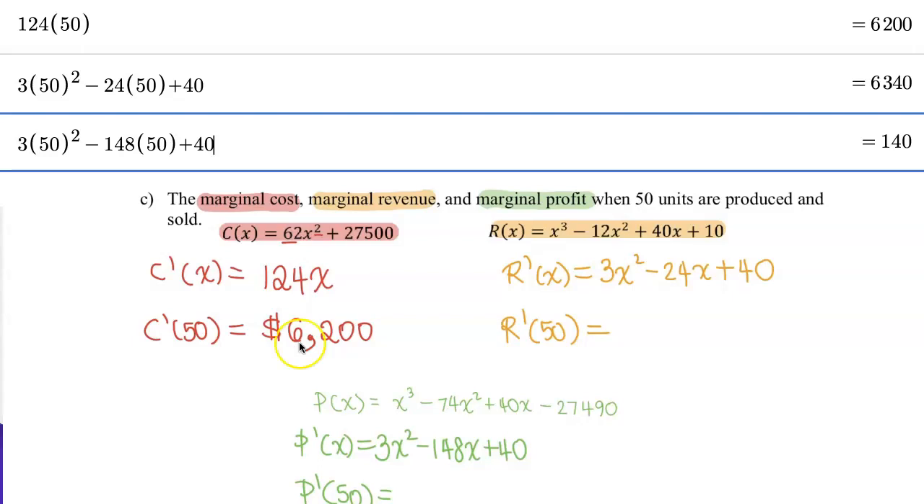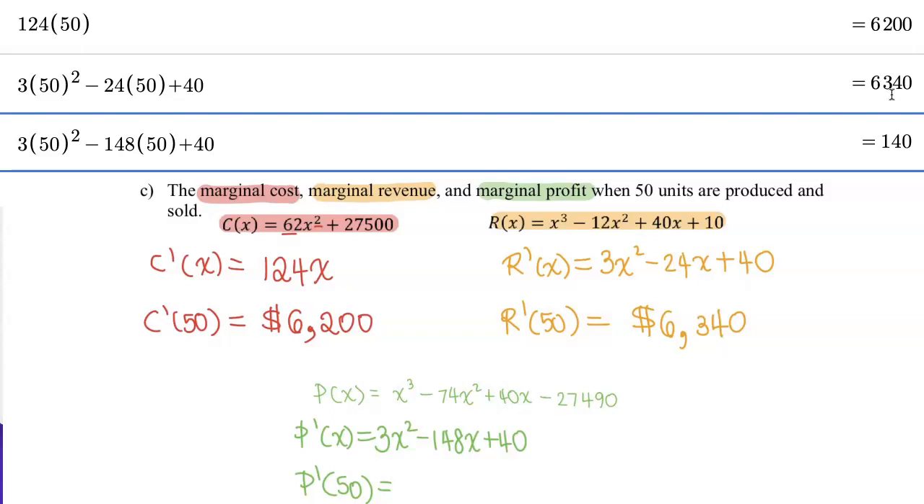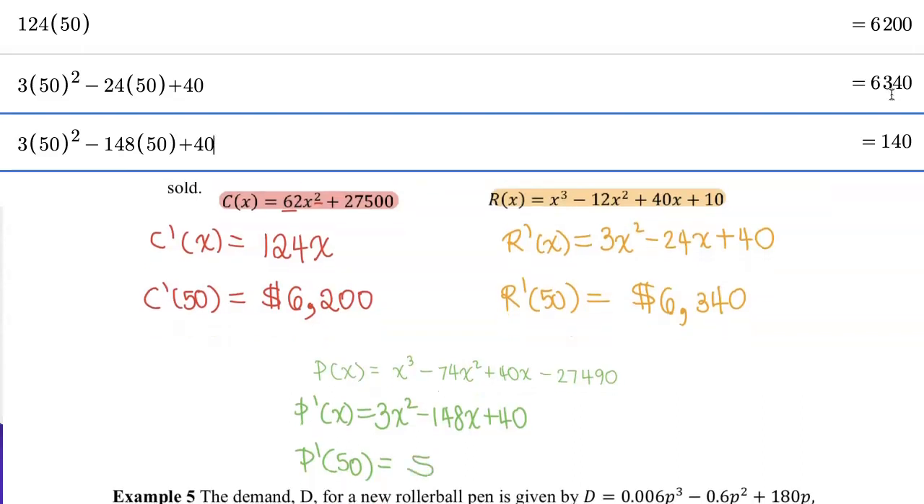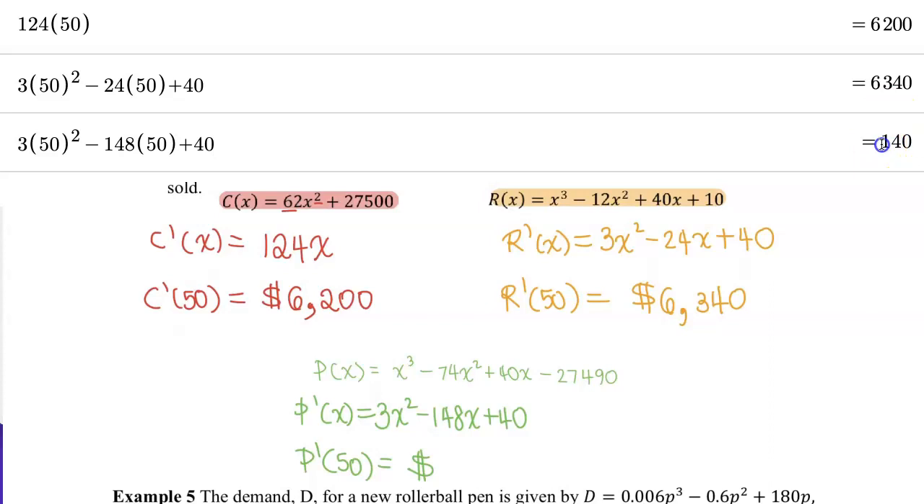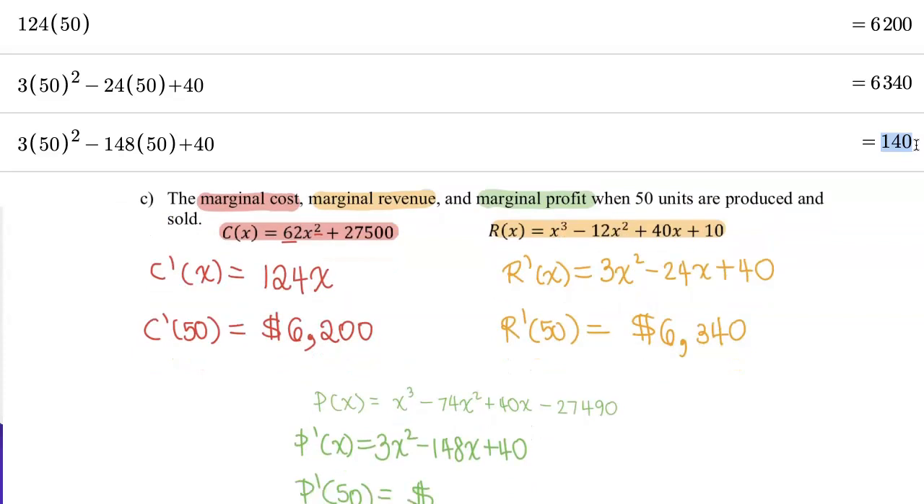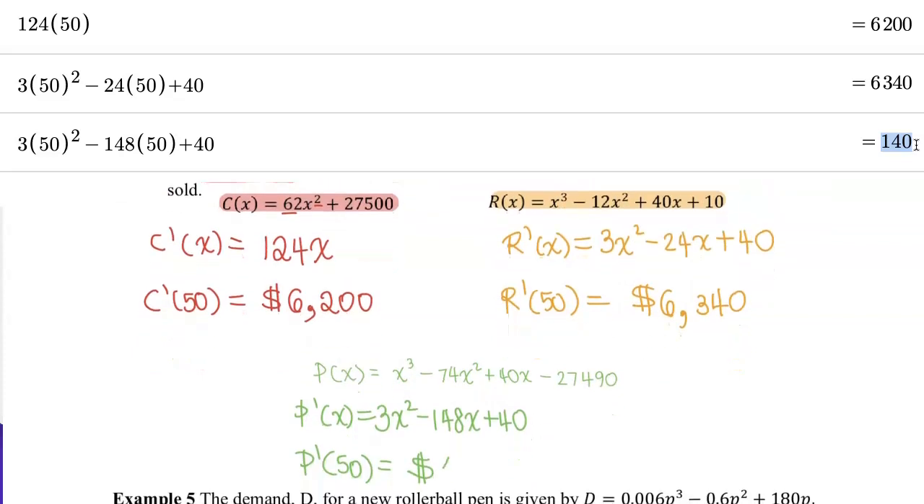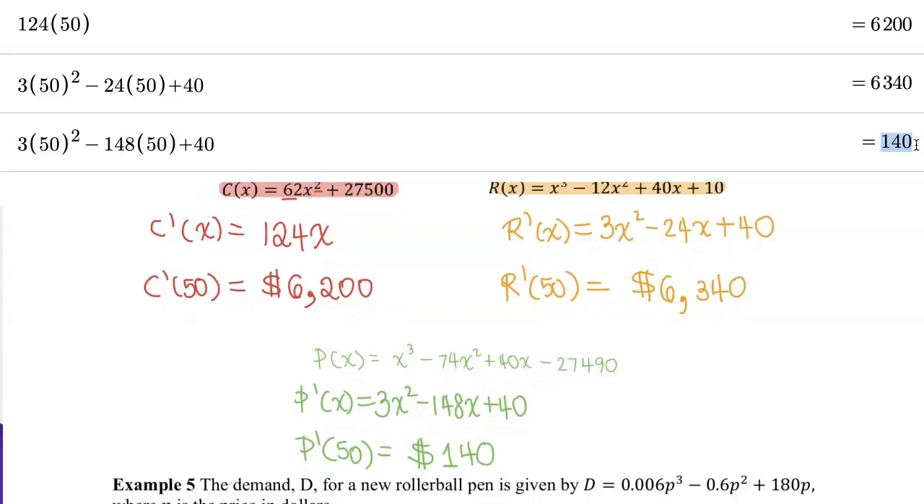So whatever they're making, if they decide to make 51 units instead of 50 units, their cost is increasing by $6,200, okay? What about their revenue? Their revenue is also going up by $6,340. Okay, now what about that profit? Because if I'm a business owner, I would like to know if my profit is increasing. Oh, and this is good news. If I make one additional item, going from 50 items to 51 items, I expect the profit to go up by $140.